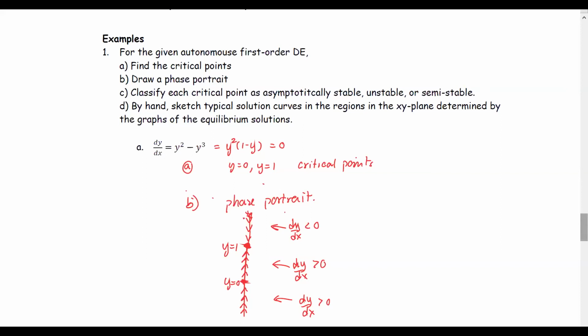Then part C, we are going to identify each critical point as stable, unstable, or semi-stable. In this case, at y equals 1, we have the arrows coming toward the point y equals 1. Therefore, y equals 1 is a stable critical point. A stable critical point is called an attractor.